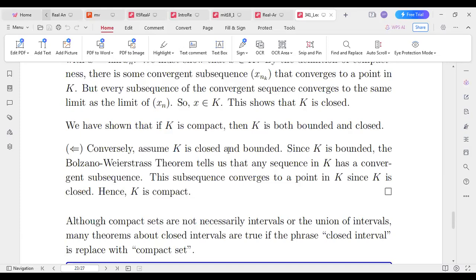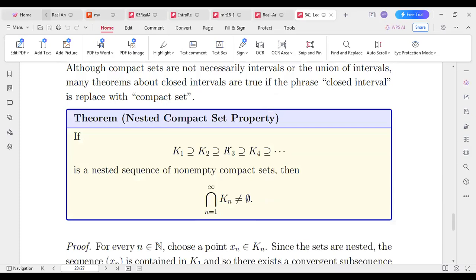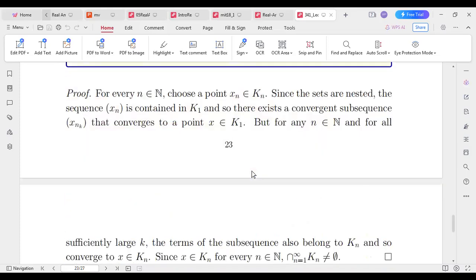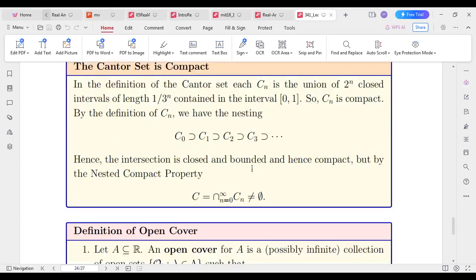Now nested compact sets. If K1 is a superset of K2, which is a superset of K3, which is a superset of K4, etc., is a nested sequence of non-empty compact sets, then the intersection of all of them will be non-empty. We can prove this theorem by using the above definitions. Now the Cantor set: the Cantor set is compact.